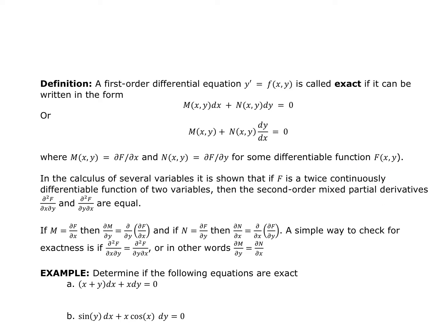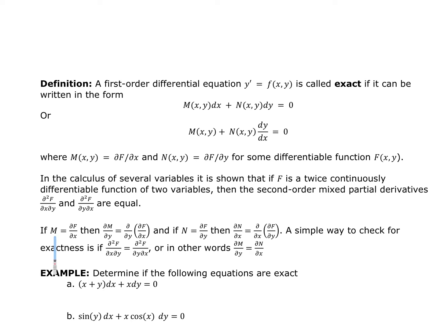Now in multivariable calculus, we know that if f is a twice continuously differentiable function in two variables, then the second order mixed partial derivatives must be equal. Now I know we haven't got there yet in our Calc 4 class, but it is going to be happening here shortly. So I ruined it for you by telling you this is true.